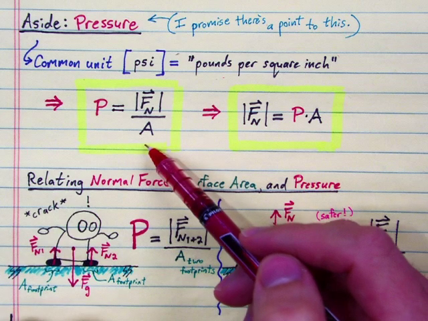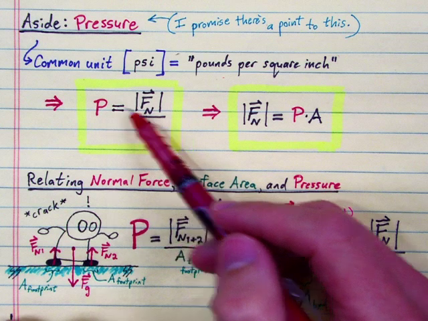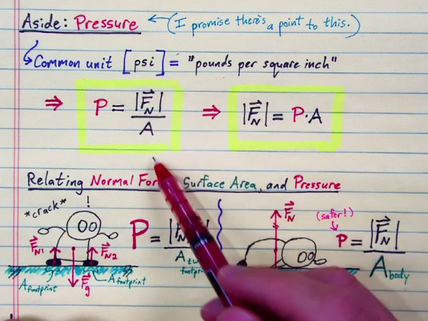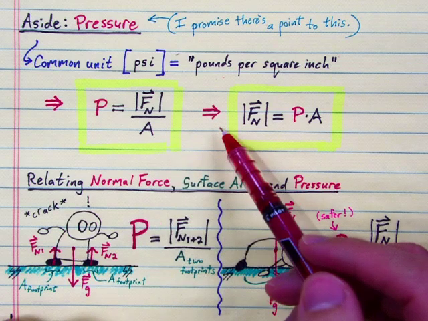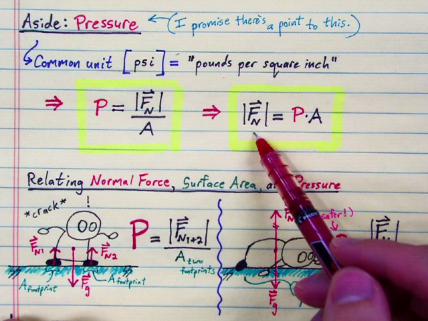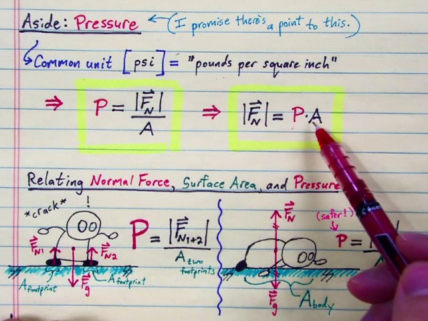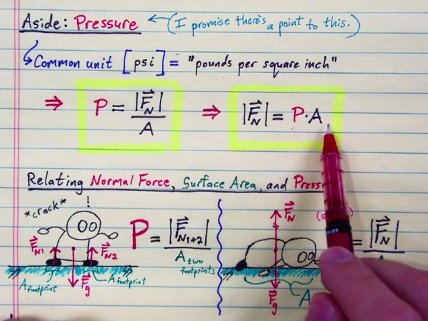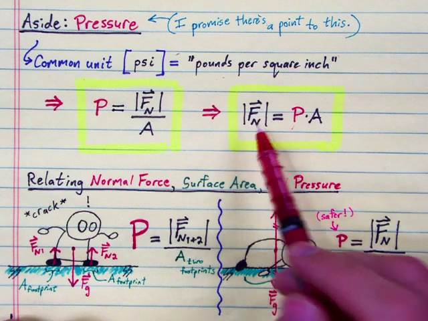In other words, to find the pressure exerted on a surface, take the magnitude of the normal force pushing on the surface and divide by the area of the surface. And put another way, the strength of the normal force exerted on a surface is equal to the pressure at the surface times the area of the surface. So higher pressure exerted over a larger surface results in greater normal force.